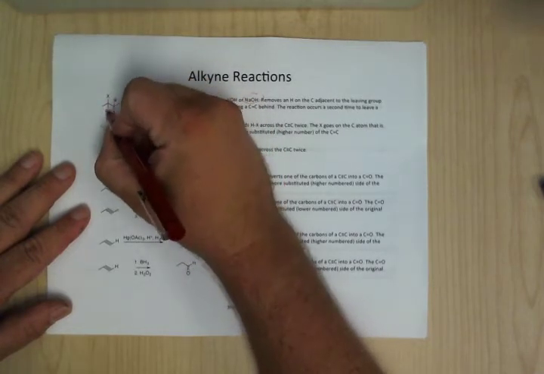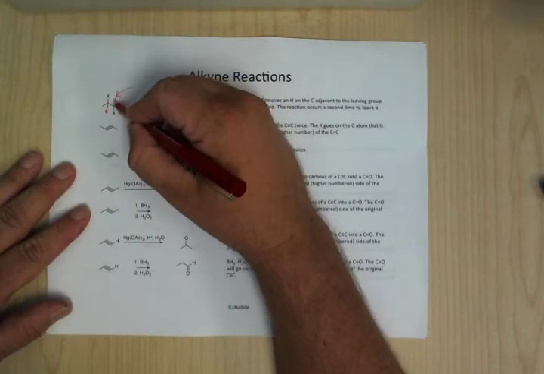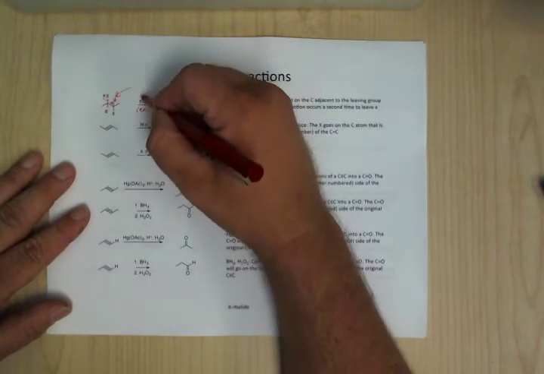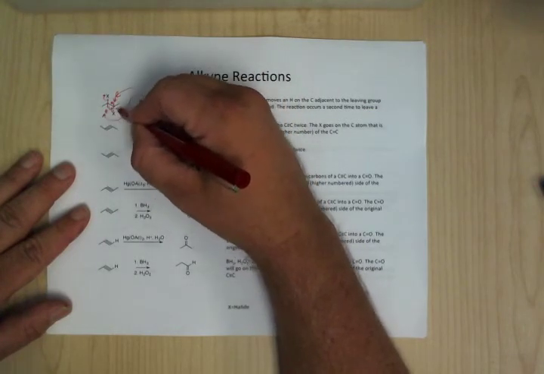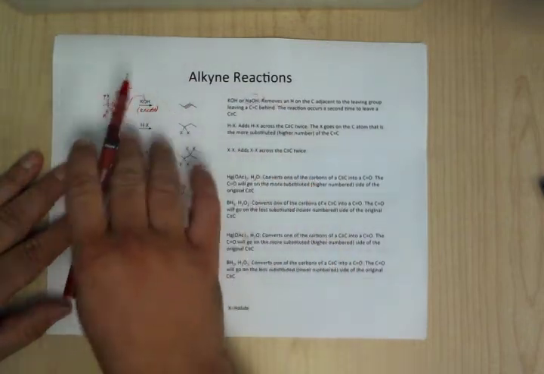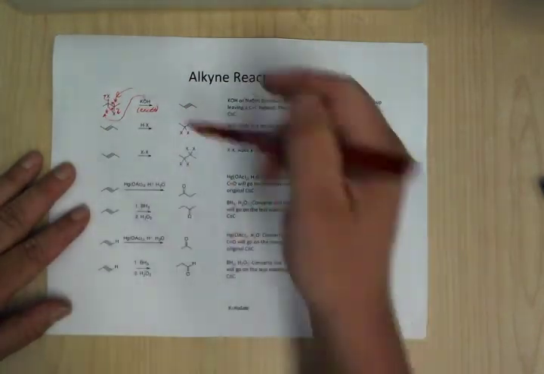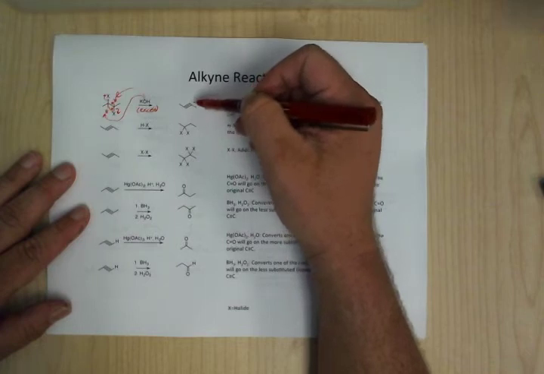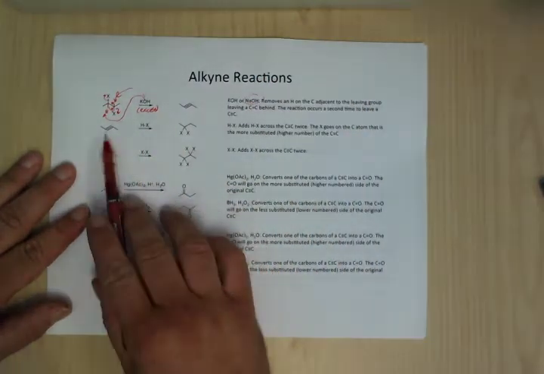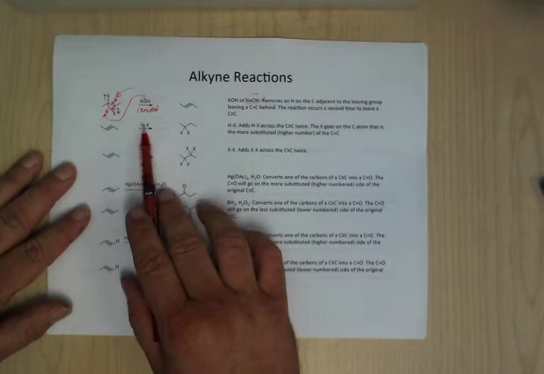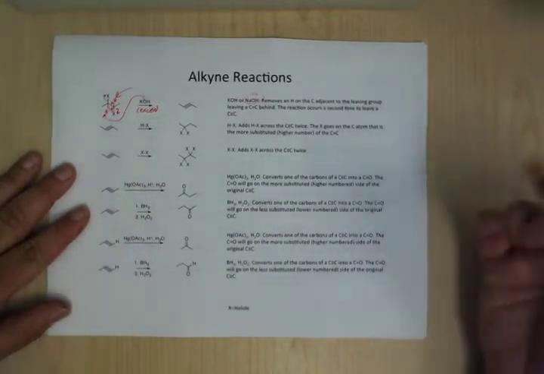Okay, so this comes in, grabs this, collapse, kick away, and then you're gonna come and grab this one, collapse, kick away. You're just gonna do it twice to make the triple bond. So between those two halides is where that triple bond is going to be. And so if you had HX across here, it's still going to follow the same Markovnikov rules.